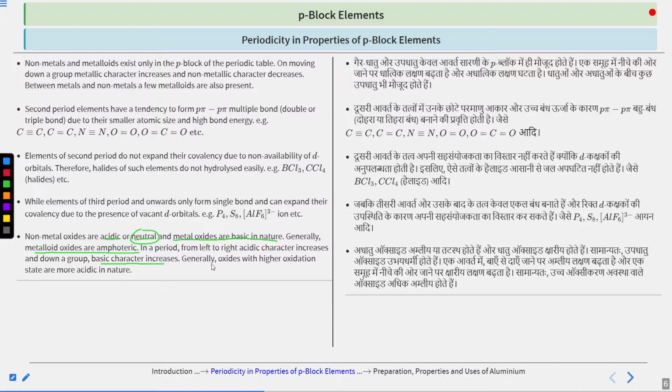Now generally oxides with a higher oxidation state are more acidic. Why is it so? Because higher oxidation state means, suppose chromium is in +5 or +7, then it has a greater positive charge. Therefore, it will have a greater tendency to accept electrons, because positive charge attracts negative charge. That is the basics behind your electrostatics, and that same logic is being applied here.